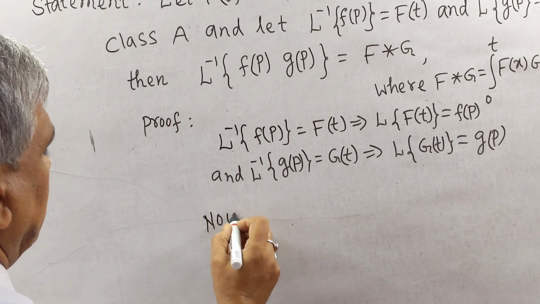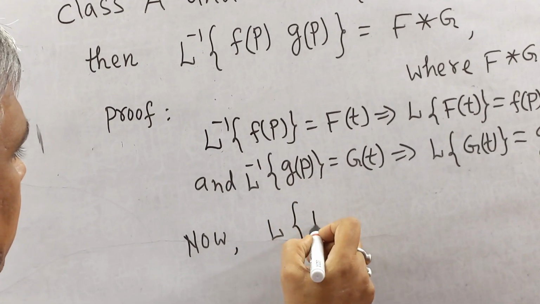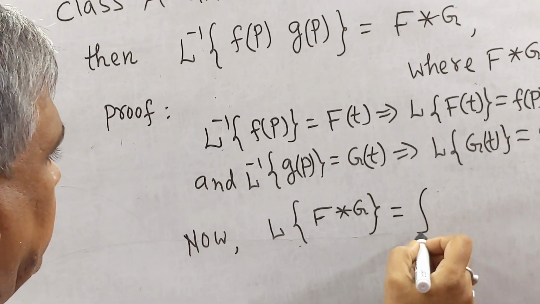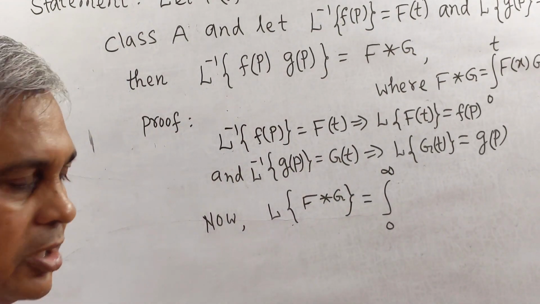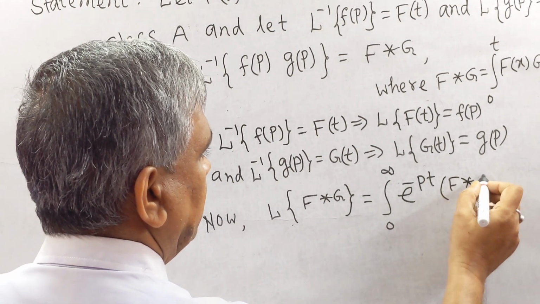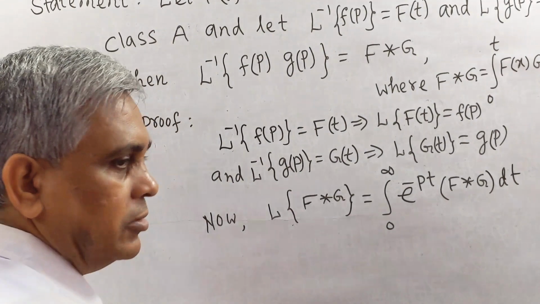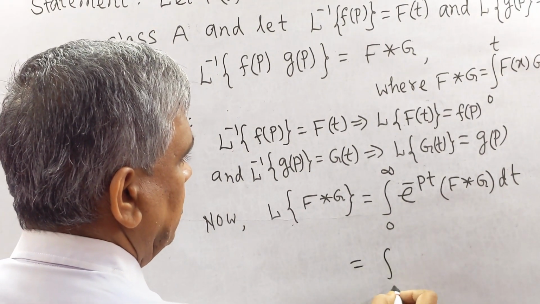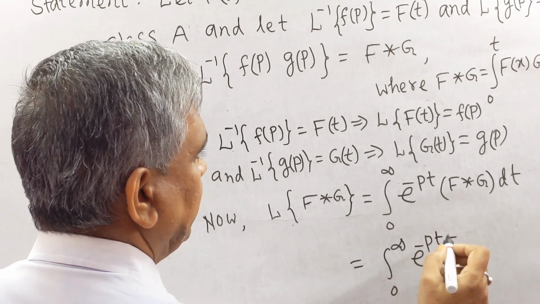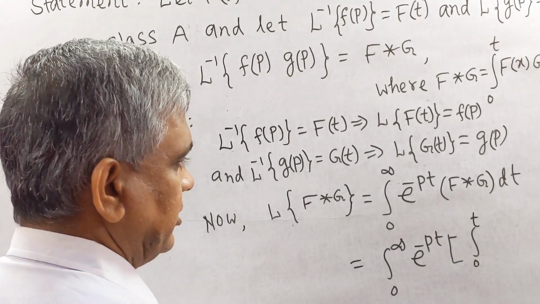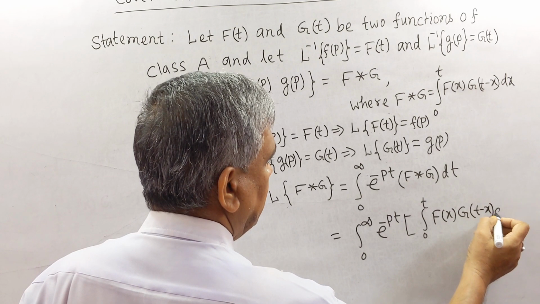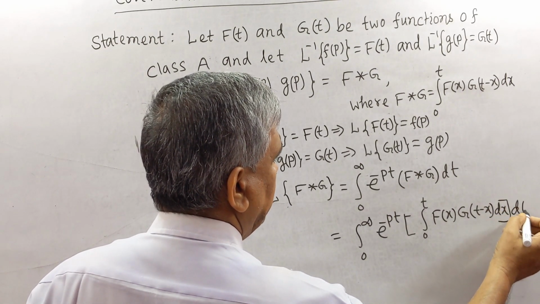Now L of f star g, means convolution of f and g, equal to Laplace transformation, 0 to infinity e to the power minus pt f star g dt, equal to 0 to infinity e to the power minus pt, f star g is 0 to t integration f(x) g(t minus x) dx, here dt.